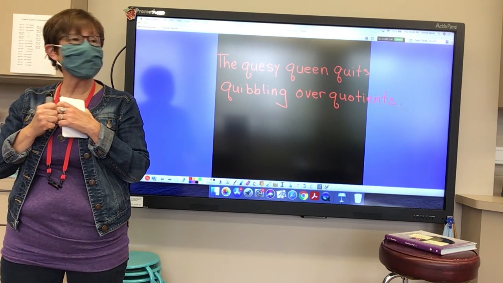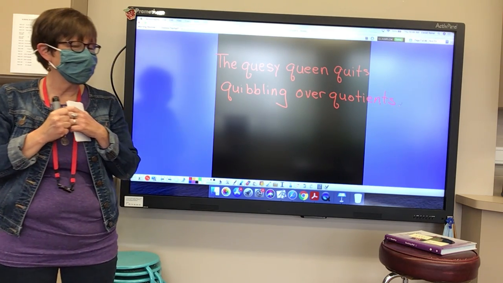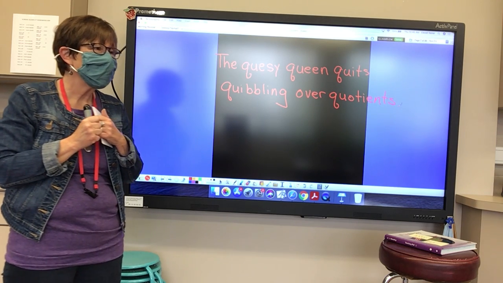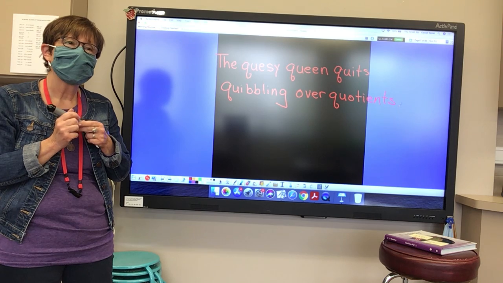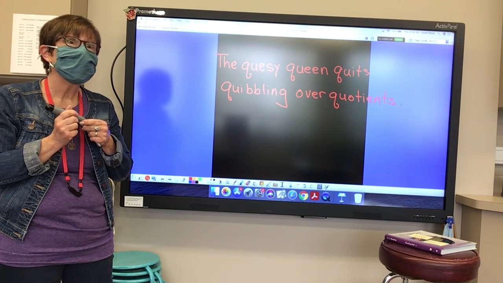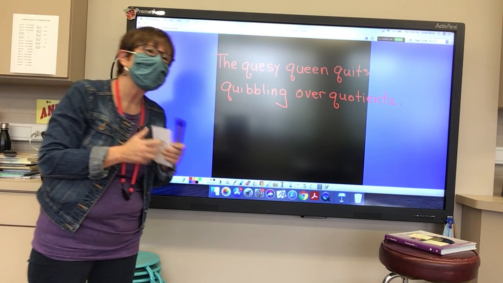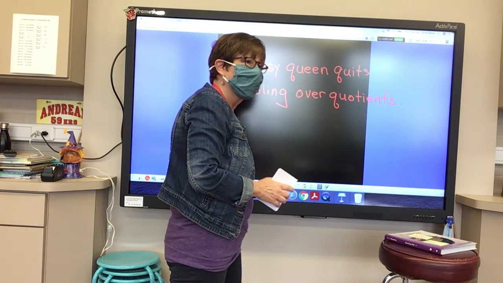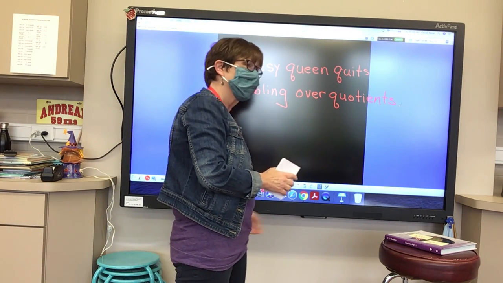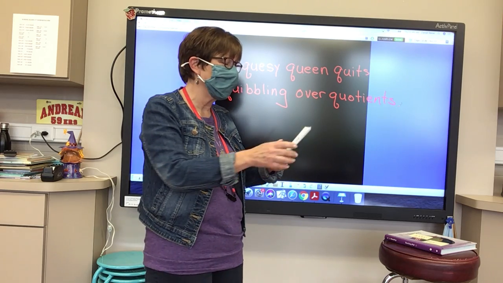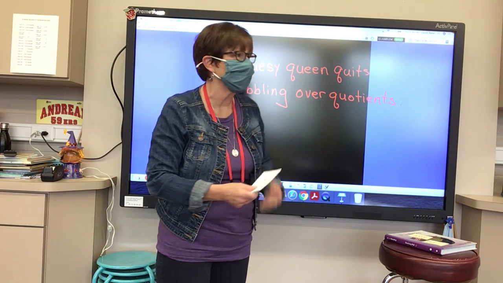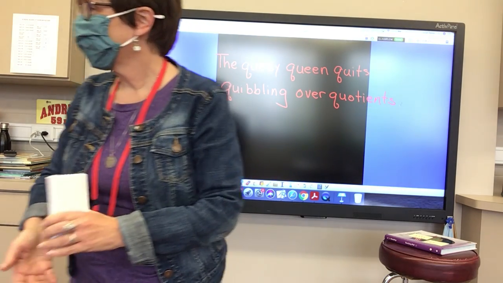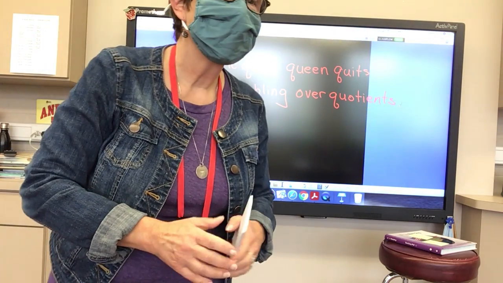That is my alliteration sentence. Yes? What does quibbling mean? Quibbling, like arguing over. Yes, you need your grammar notebook. Oh, quarters. Quarters would have been good. I couldn't think of quarters. Well, I'm doing mathematical. You guys are quibbling over quotients. Yes. A quotient, it's in division.